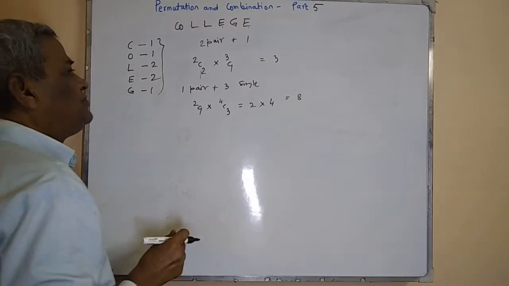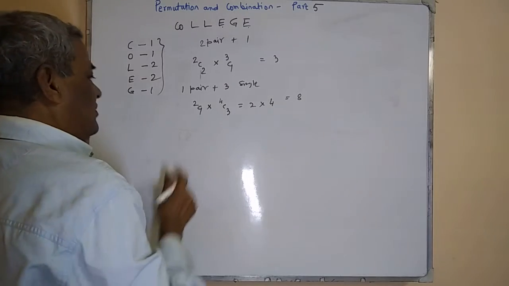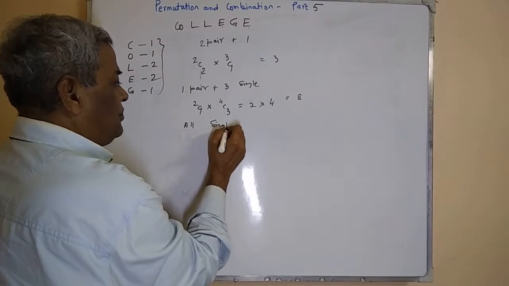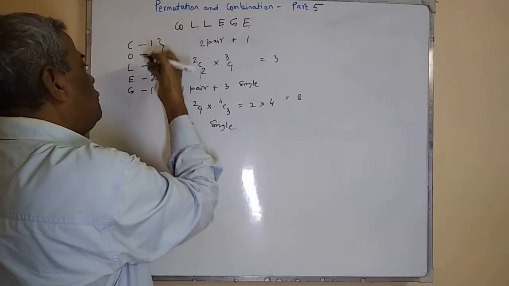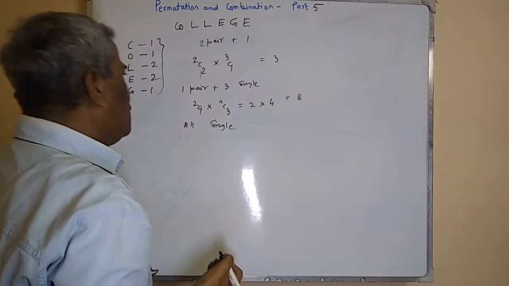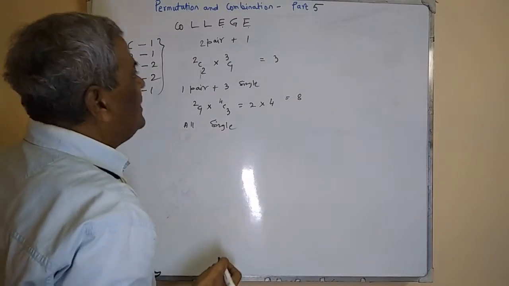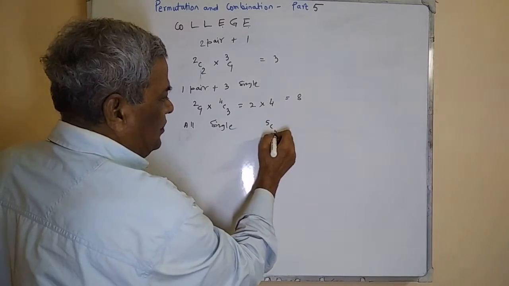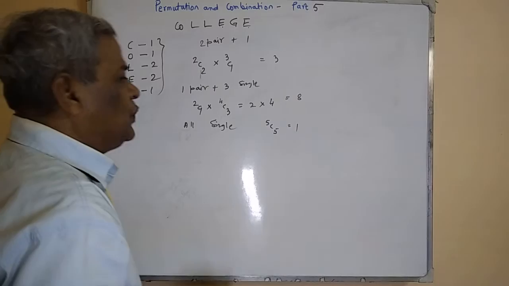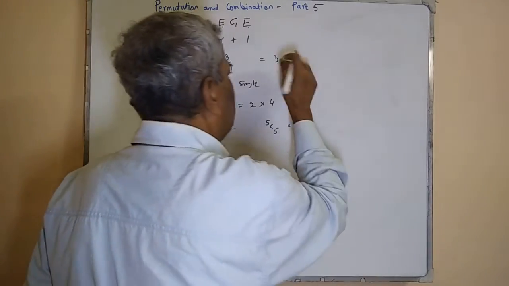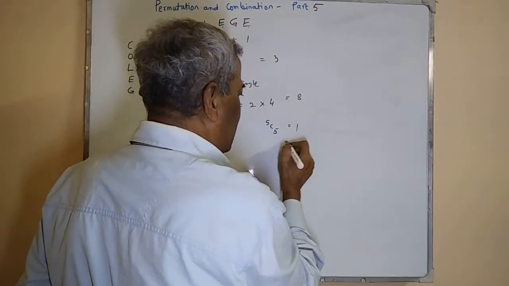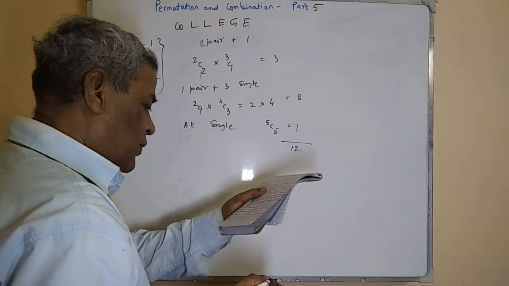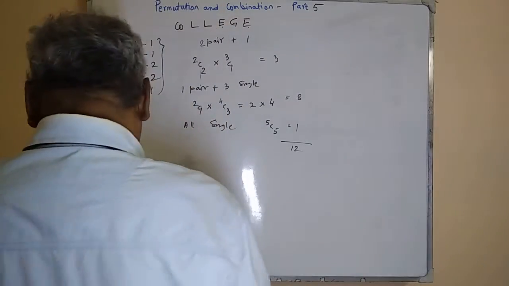Next consider all single: 5 single letters are there. So out of 5, 5 letters can be collected in 5C5, that is one way. So ultimately our answer is 3 plus 8 plus 1, that is 12. 12 is the answer. Okay. So next.